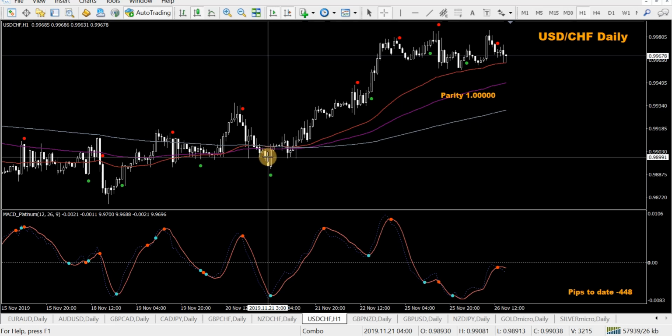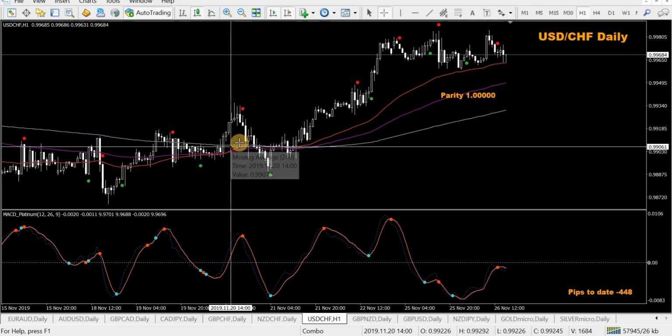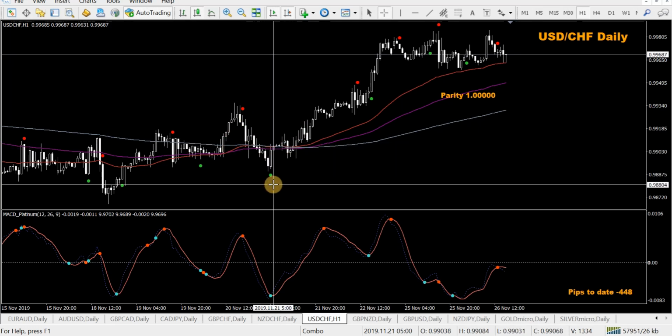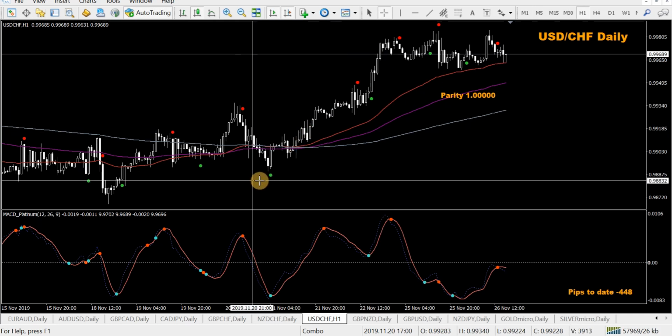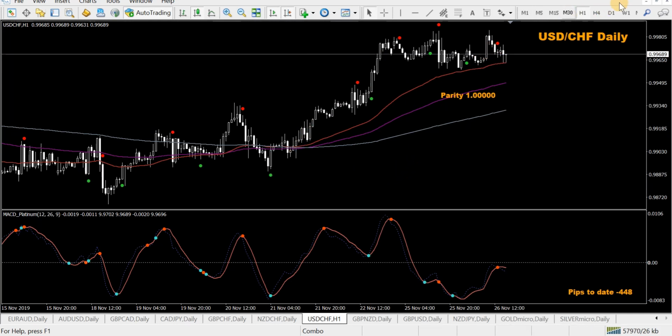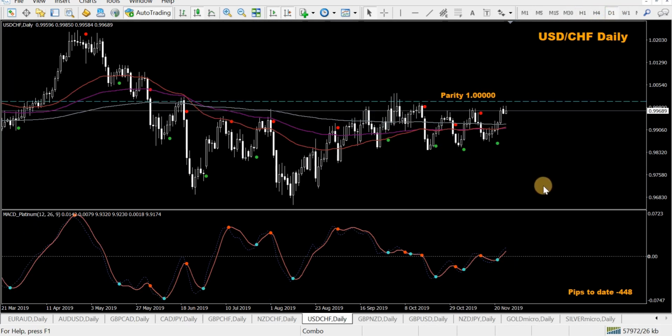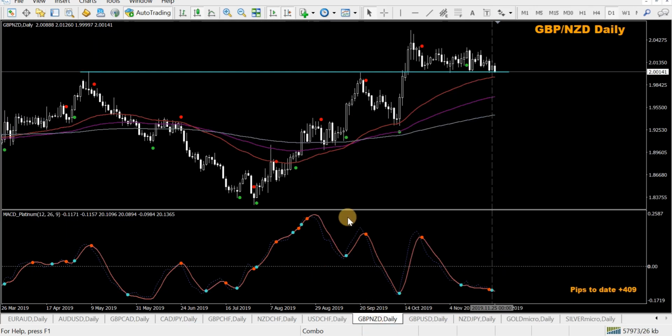The MAs are super tight. When the MAs are super tight, you can trade basically either direction. MACD Platinum's a long way below the zero level. Take the buy, good little trend up, have your stop below the lows. It's not rocket science, is it? All right, let's move right along. Pound New Zealand.